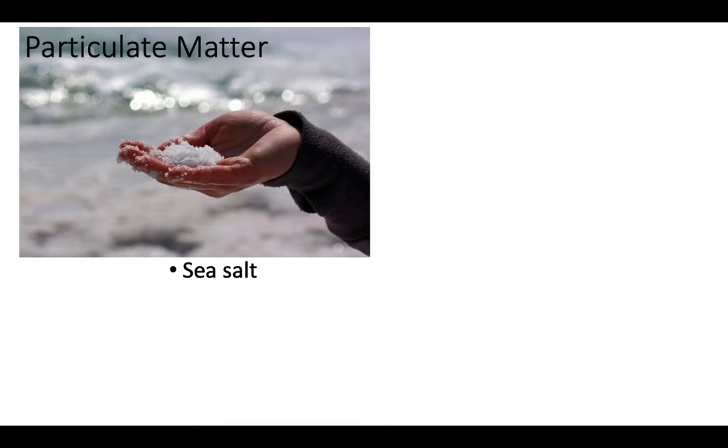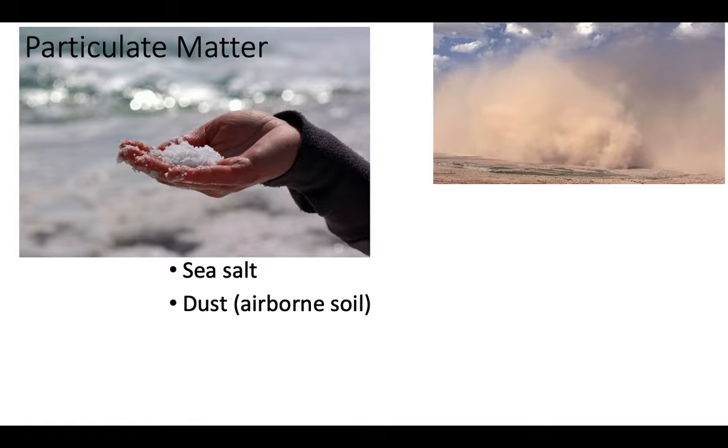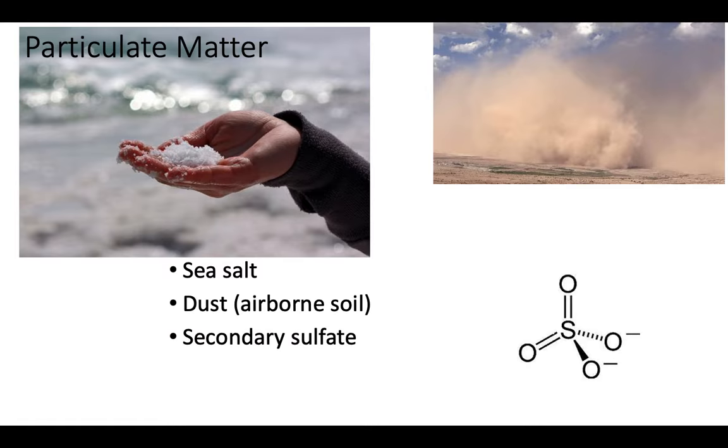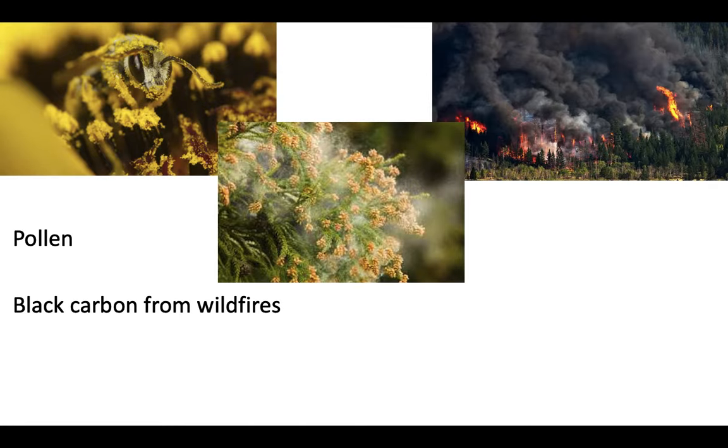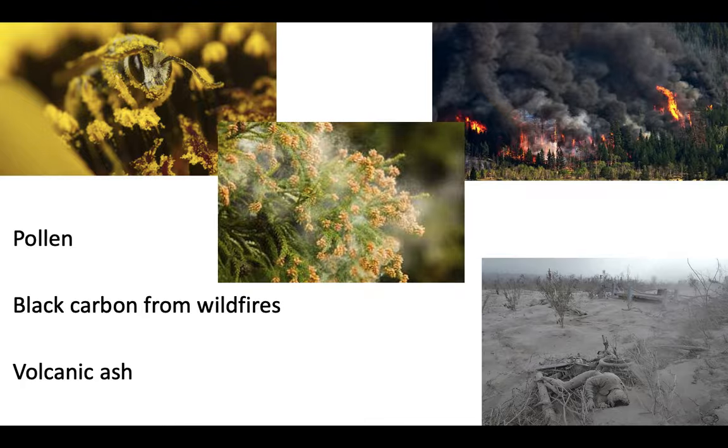Additionally, there are lots of sources of particulate matter in nature. Sea salt is a great example, as well as dust, which is just airborne soil, which is a pretty cool way to think about it, I think. Secondary sulfate, like I said, coming from volcanoes, but also things like pollen, black carbon and soot, ash from wildfires, and sand, as well as volcanic ash. So there are lots of sources of air pollution that are non-anthropogenic. So although a lot of it comes from human activity, not all of it does, and I'd like you to keep that in mind. Okay, that was very brief.